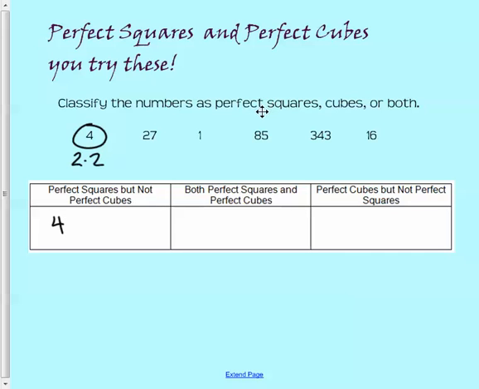The idea behind it is that it has to be an integer for it to be perfect. So what about 27? We know 3 times 3 times 3 gives me 27. So it's a perfect cube, but if we take the square root of that, it's really close to 25, which is 5, but 6 times 6 gives me 36, so it's in between those. So it's a perfect cube, but not a perfect square.